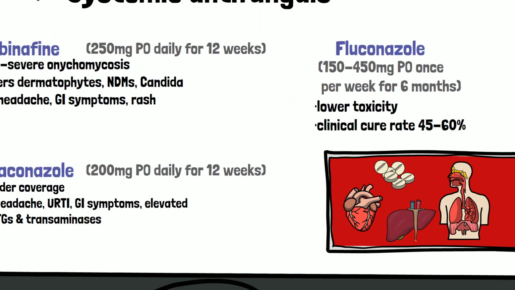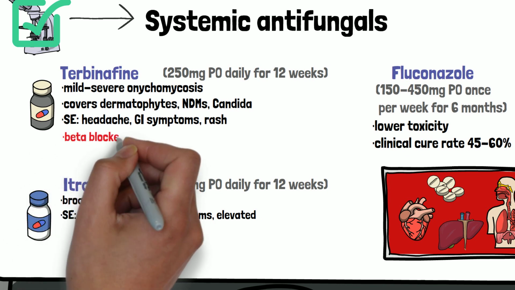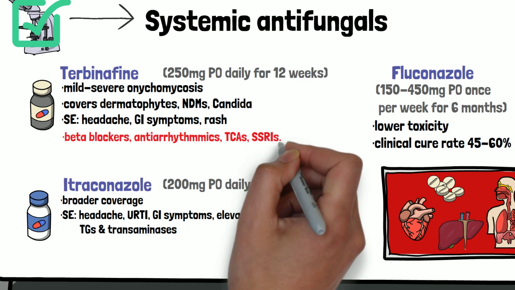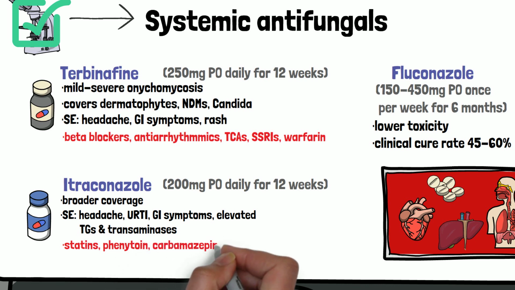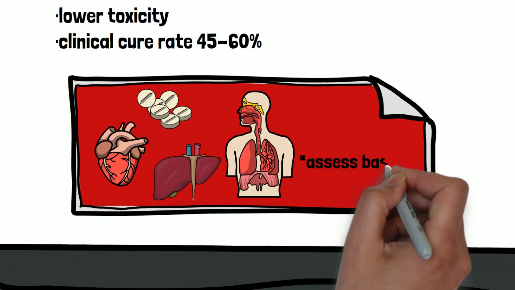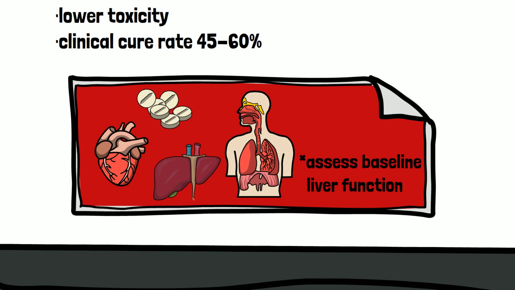For terbinafine, the medications that cause drug-to-drug interactions can include beta blockers, antiarrhythmics, tricyclic antidepressants, SSRIs, and warfarin. Itraconazole can interact with statins, phenytoin, carbamazepine, and antivirals, and it should not be used in patients with congestive heart failure. Baseline liver function should be assessed before treatment with use of these medications.